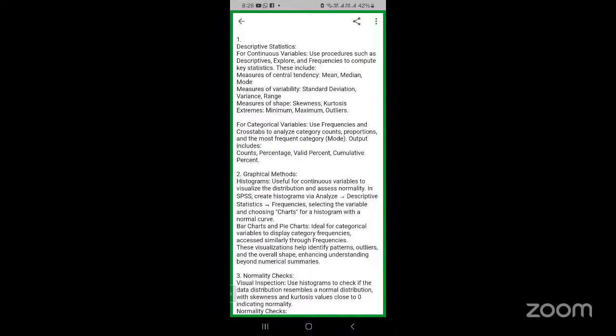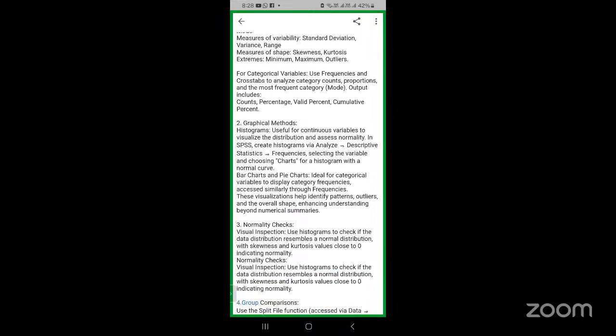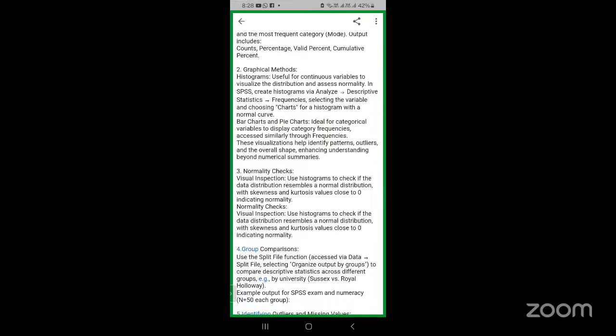Another important part is the normality check. Visual inspection: use histogram to check if the data distribution resembles a normal distribution, with skewness and kurtosis values close to 0, indicating normality. So if you want to use some parametric statistics, it is your function to show whether your data follows the normality or not.